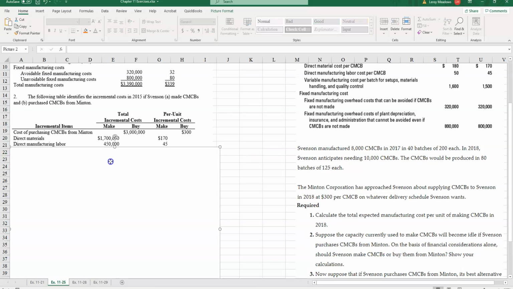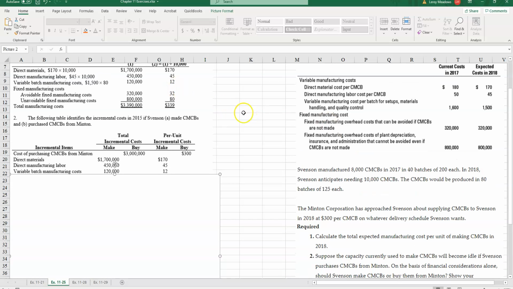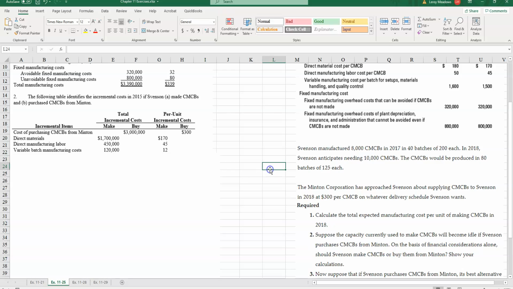Now, what about variable batch manufacturing costs? Well, my variable batch manufacturing costs, I'm going to have $12 per unit. We determined that up there for a total of $120,000. Is that relevant? Yes, because batch costs will only be incurred if we make the CMCBs, but if we buy them, we will not incur any variable batch manufacturing costs. So that's going to be relevant. So we want to make sure we make that distinction.